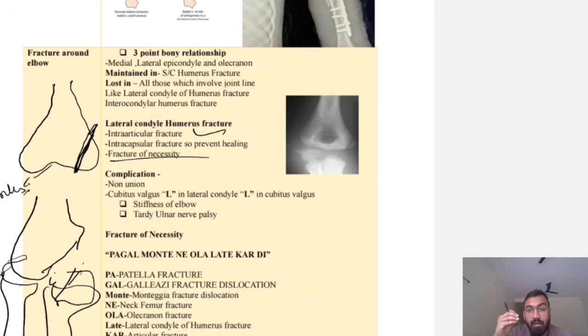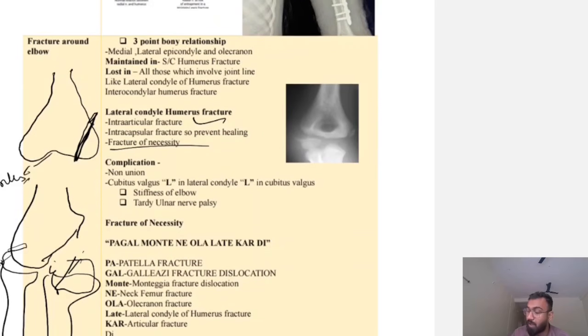So that's why a fracture which goes into the articular margin, which is an intra-articular fracture, you have to fix by operative fixation. That's why these are fractures of necessity. You cannot manage those fractures by conservative management. You have to do operative fixation in those patients.